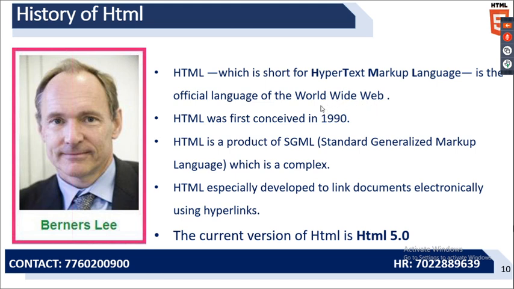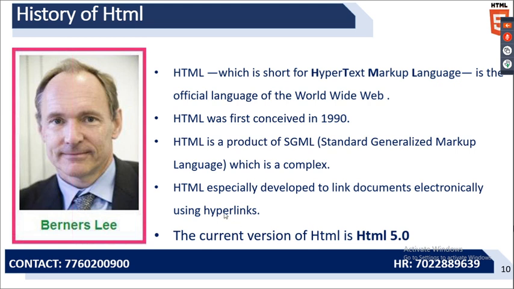World Wide Web means, you know, WWW. Okay, it's an organization. It was conceived in the 1990s. The first product is SGML, standard generalized markup language, which is complex. So they replaced it with HTML. Why did they introduce HTML? Observe here: to link documents electronically using hyperlinks.